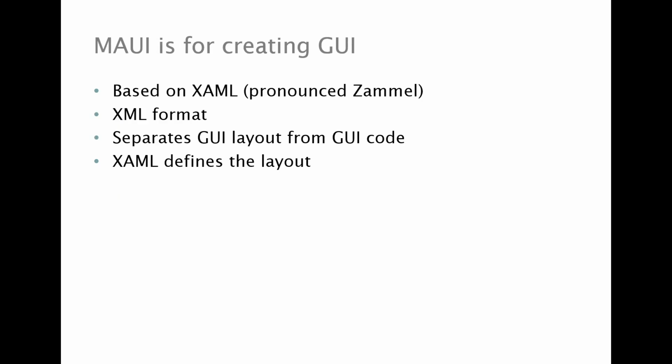So let's first see what MAUI is. MAUI is for creating graphical user interfaces. It's based on something we call XAML, pronounced "zammel", and that is an XML format. Basically, it separates the layout of the GUI from the code of the GUI, and XAML defines the layout. So let's see how this works.